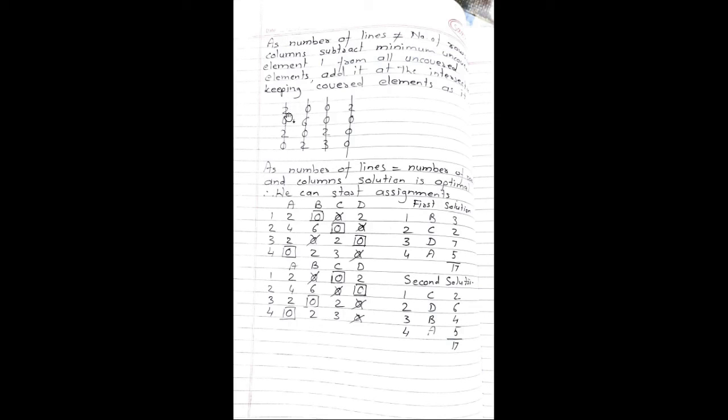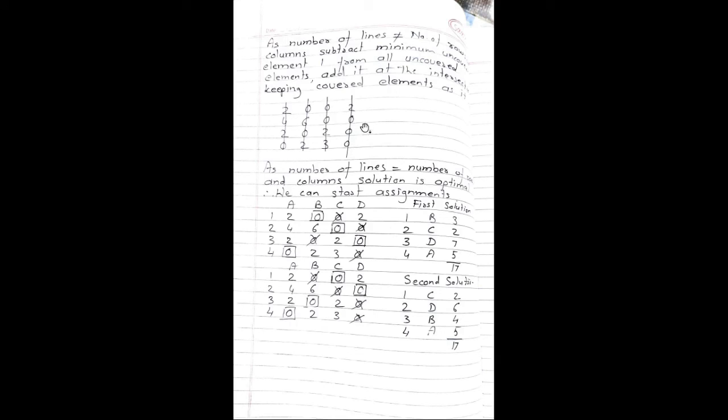Now we will cover the zeros, with maximum zeros covered in minimum number of lines. So 1, 2 and 3 lines we are getting. But we need 4 lines. So number of lines is not equal to number of rows and columns. Solution is not optimal. Therefore, we will subtract the minimum element from all uncovered elements. We will add it at the intersection positions, keeping covered elements as they are. So the next matrix becomes 2, 4, 2, 0, 0, 6, 0, 2, 0, 0, 2, 0, 0, 0, 2, 3, 2, 0, 0, 3, 0.